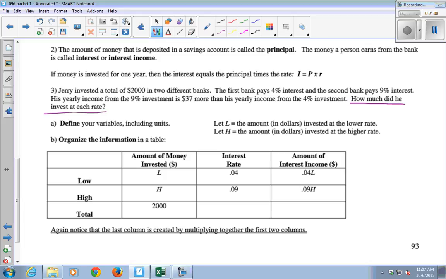So for example, if you invested $100 at 4% interest, you would have earned $4, right? 100 times 0.04, $4. So you multiply 0.04L and 0.09H. So notice that in both of these two examples, we multiplied the first two columns to get the third. That's really common.